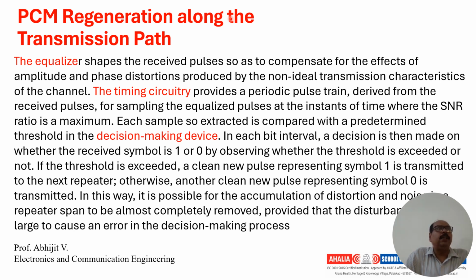In the first part, the equalizer, what we are doing is compensating the effects of distortions, amplitude and phase distortions. So, the equalizer compensates for the amplitude and phase distortions. Then we have the timing circuitry, where we have periodic pulse trains, and we'll be analyzing based upon the threshold level. Above that, if the values are coming, we'll make a decision that this is this side and the other one is the other side. That is how we classify the signals.